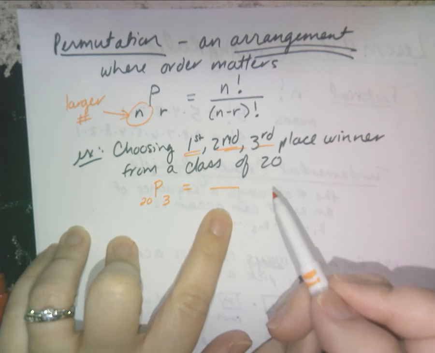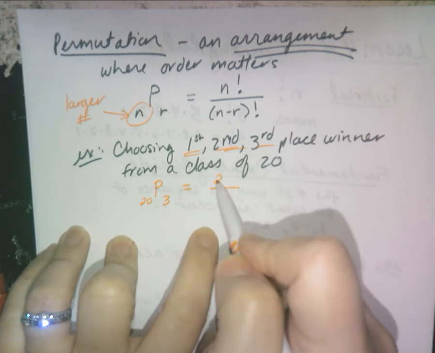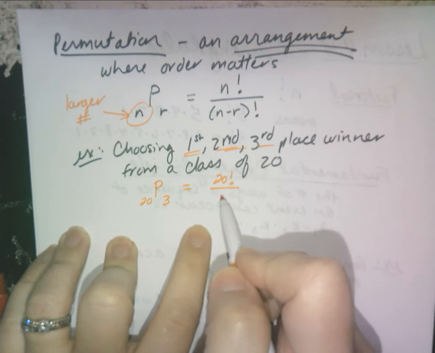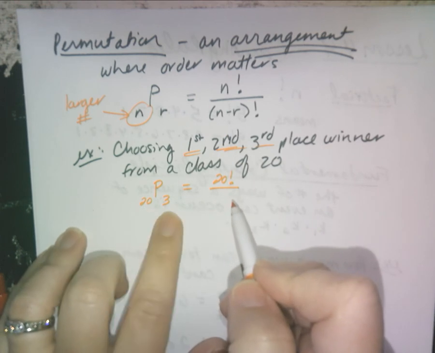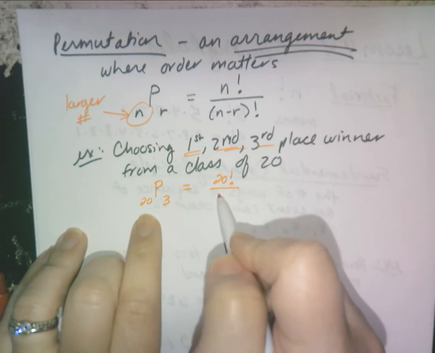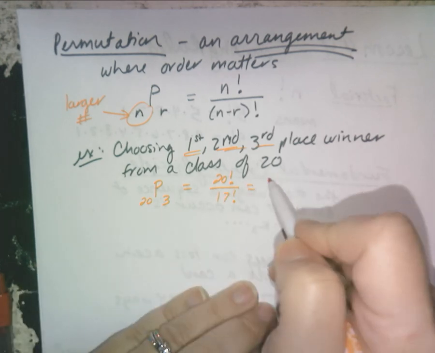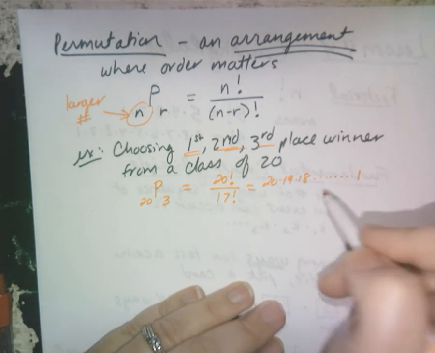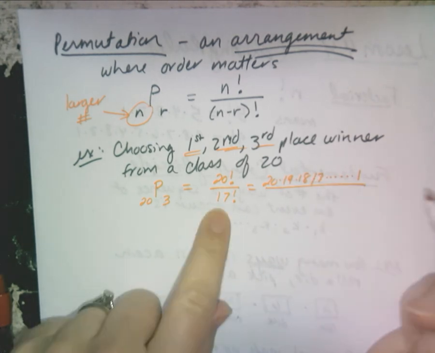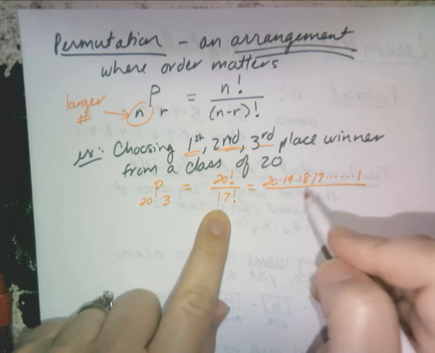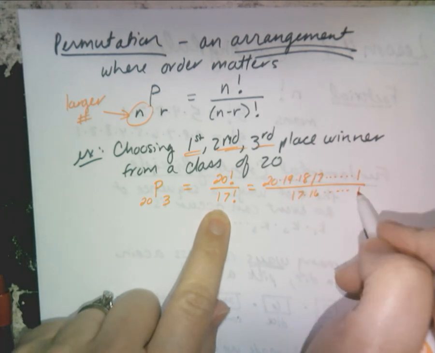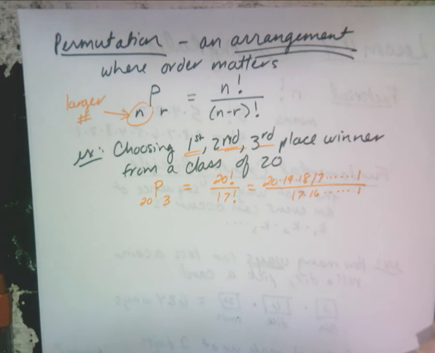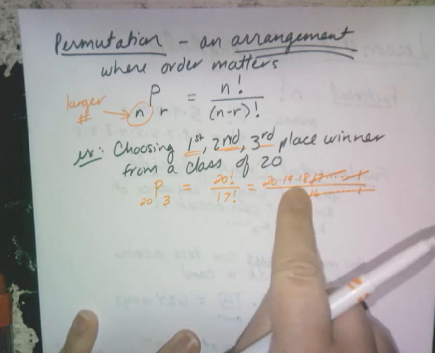Now let's follow this formula. What would go on top? 20 factorial. And on the bottom would go what? You just subtract these two. 20 minus 3 is 17 factorial. What that means is 20 times 19 times 18 all the way to 1. The bottom is 17 times 16 all the way to 1. Do you know in mathematics you can cross off anything from top to bottom? So what's going to cancel? 17 all the way to 1, right? So what are you just left with? 20 times 19. That's it.